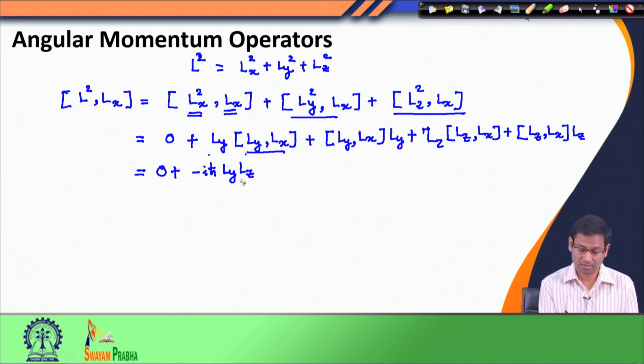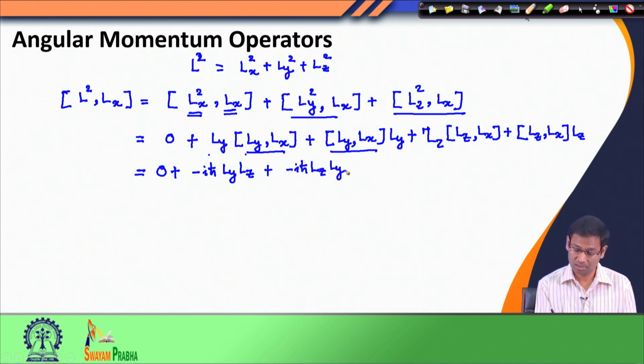So, I brought this minus i h bar to the left. This gives me Lz and this is Ly. So, I have Ly Lx again. So, minus i h bar Lz Ly plus, I see the commutation between Lz and Lx. I know this is Ly.